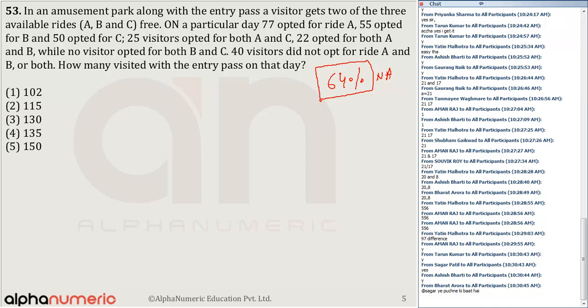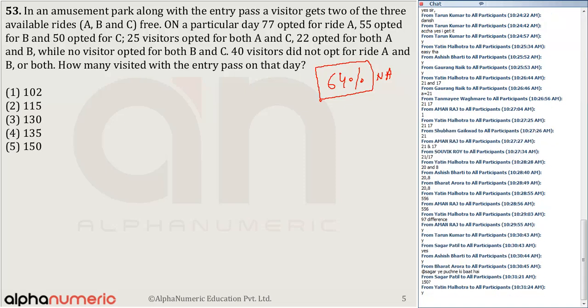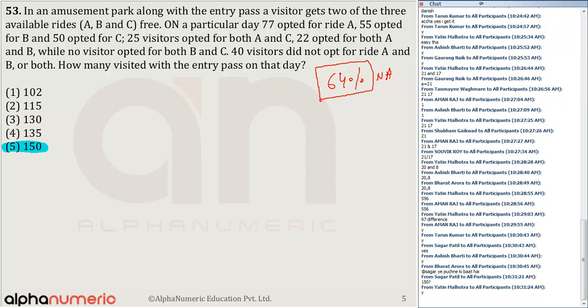that is 150. The correct answer for this question is option 5, which is 150. So only 14% of you have got it right, and 23% of you have got it wrong. Why is that? This was a very, very easy question, so why have you all got it wrong? Please tell me.